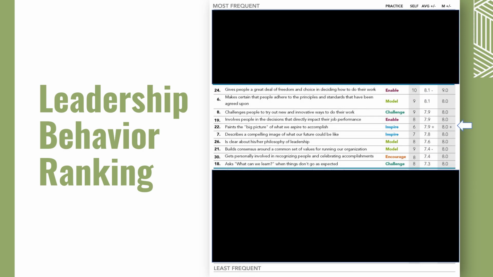Leadership behavior rankings in the middle. So these are behaviors that people aren't seeing as frequently as your most frequent, but it's not like they're never seeing them. So they're seeing them there. Are there any surprises for you? Any awakenings? How are you feeling about what you're seeing?